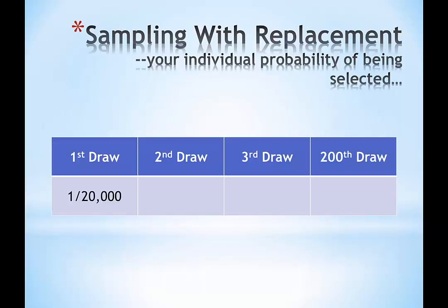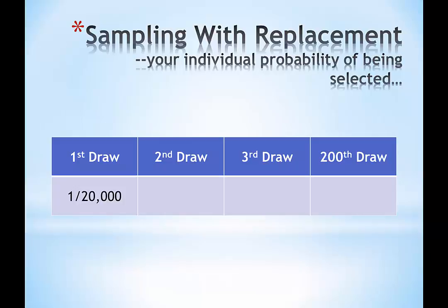So here is a little graphic for you. I'm going to continue with my university sample here. This is about sampling with replacement. It's your individual probability of being selected. So out of a population of 20,000, remember I'm going from the population to the sample, on the very first draw your chance of being selected is 1 out of 20,000. Hopefully you have an equal chance as all other 19,999 students. Okay, I'm going to draw a name. It might be yours, it might not be yours.